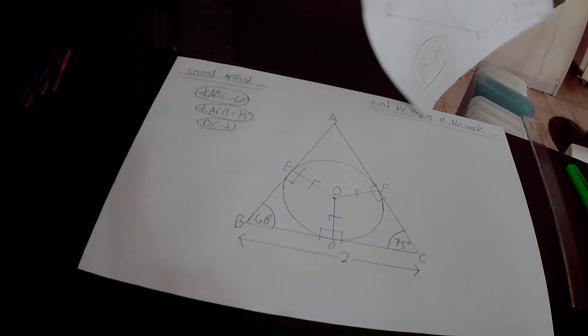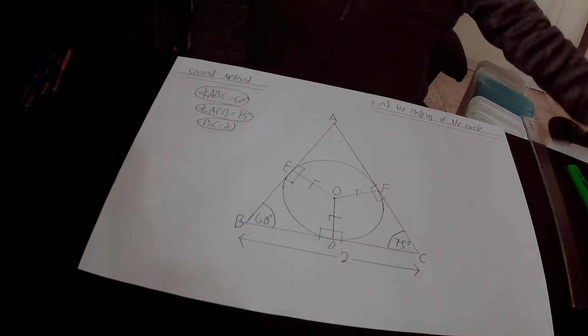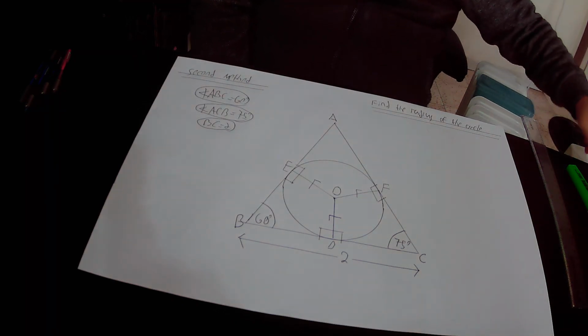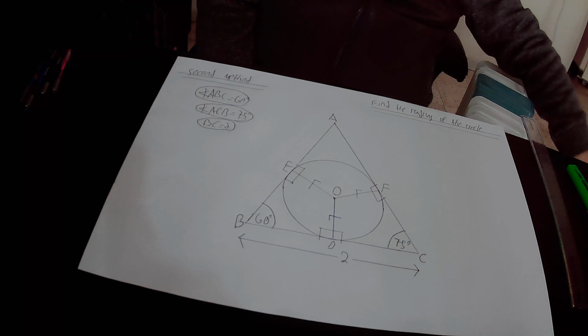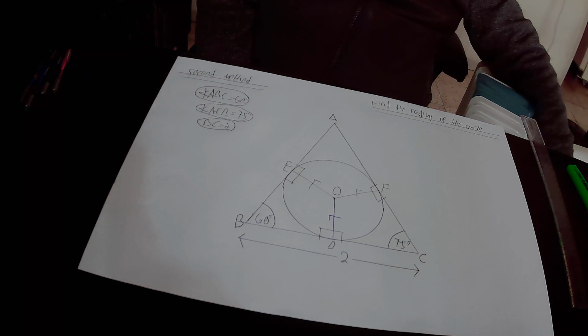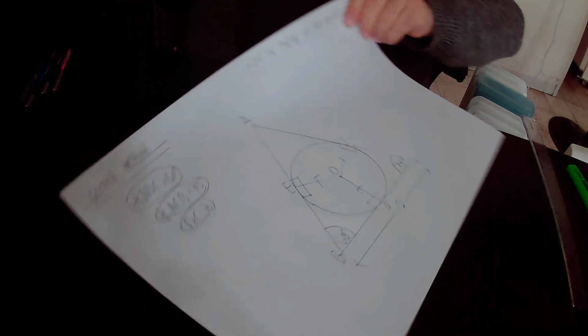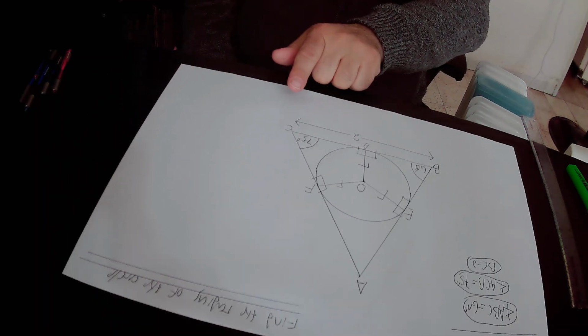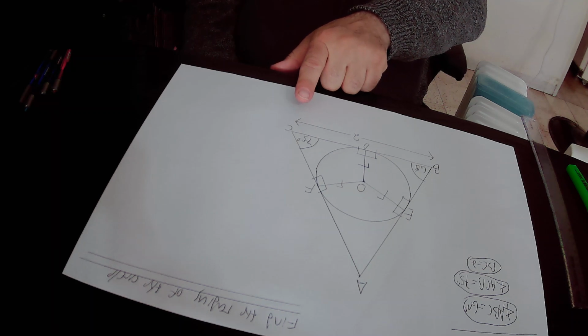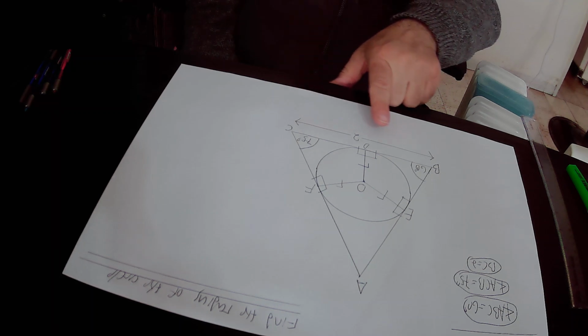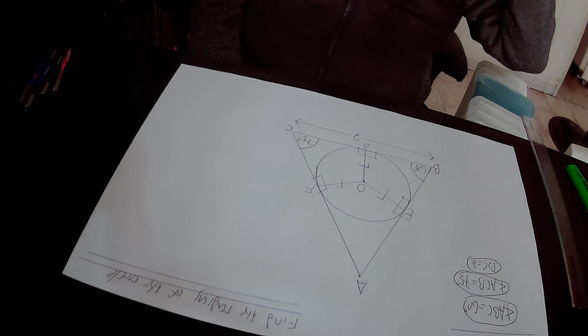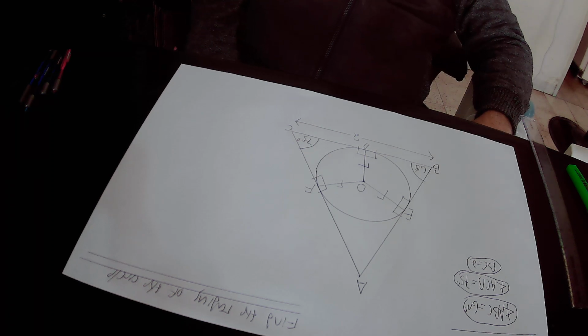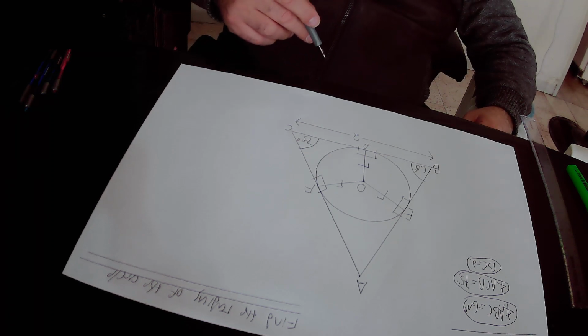We can implement rule number 2 in our drawing. Why? Because in our drawing, if we focus on the common external point, point C, from point C we have two tangents to this circle, tangent CD and tangent CF. And according to rule number 2, they are equal to each other. That is to say, CD equals CF.